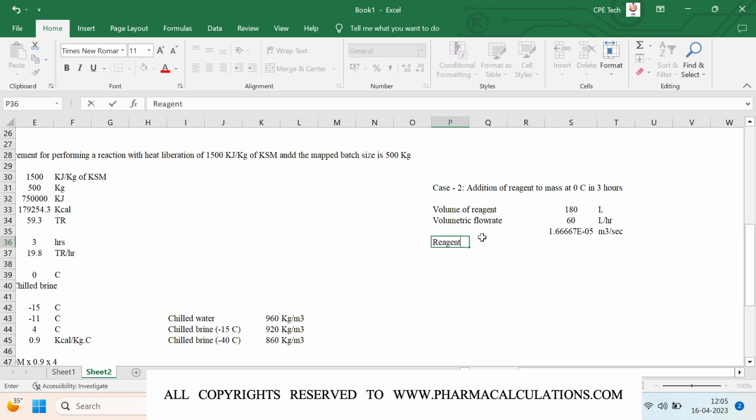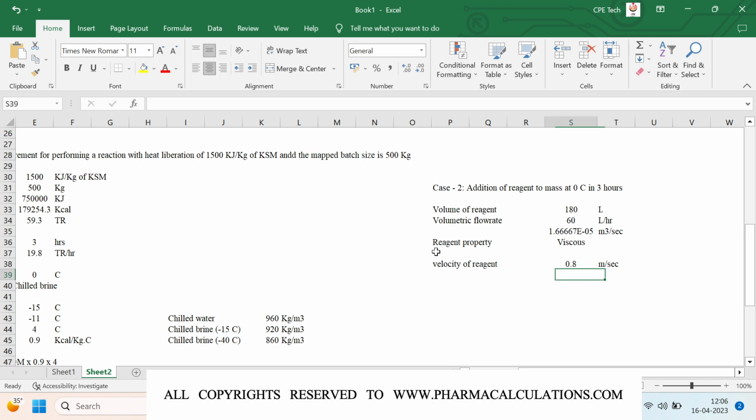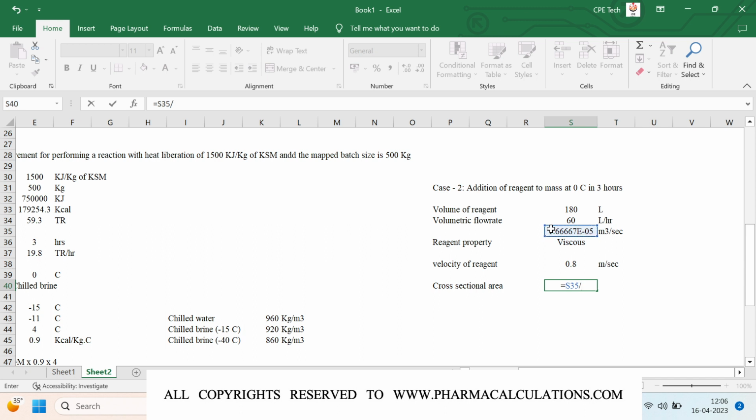So coming to the reagent property, it's viscous in nature. So usually the reagents are going to be slightly viscous in nature. So I am going to take the velocity of reagent as approx 0.8 meter per second. If the reagent velocity is 0.8 meter per second, and you already know the volumetric flow rate, then simply to calculate the cross-sectional area, just divide the volumetric flow rate with the velocity. So you are going to get this in meter square.